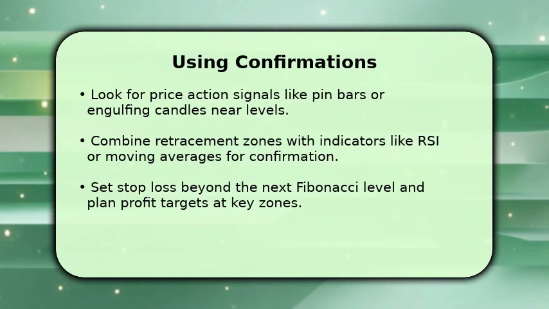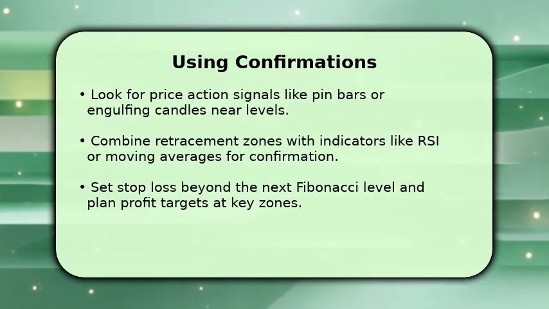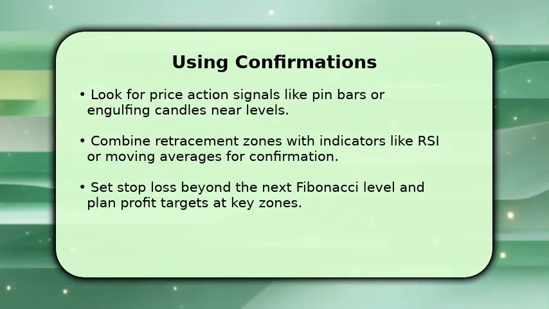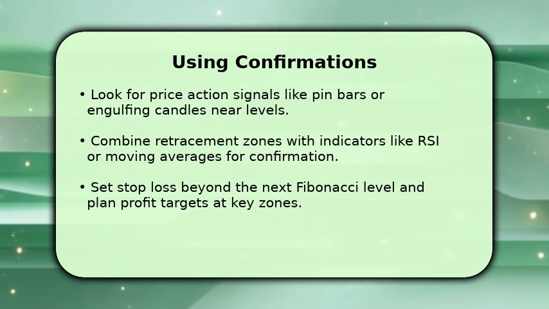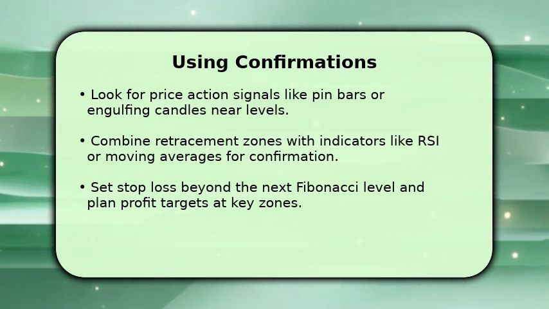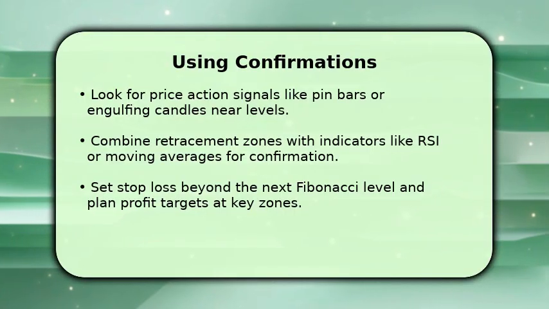Treat Fibonacci retracement as a zone, not a precise line, and wait for price action confirmations before committing. Use signals like pin bars, engulfing patterns, or indicator confluence from RSI or moving averages to validate entries.